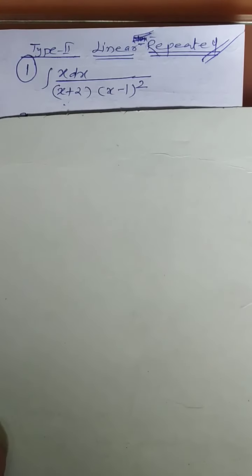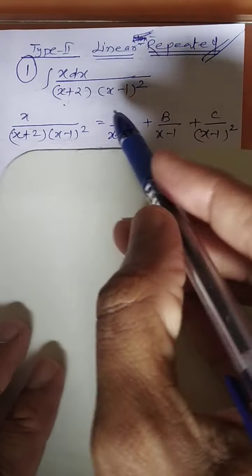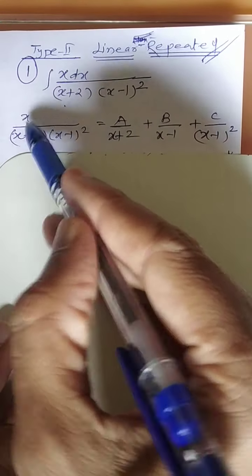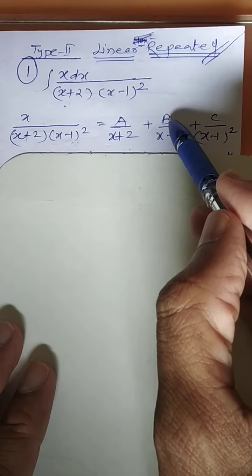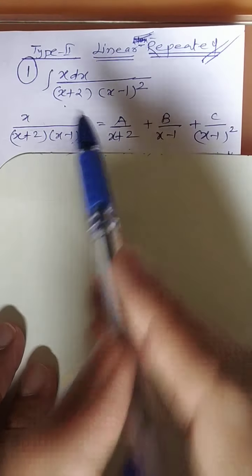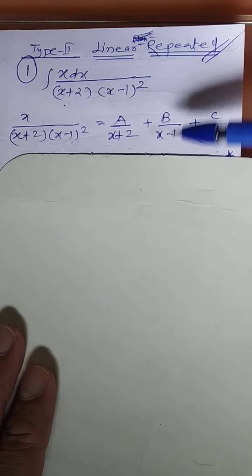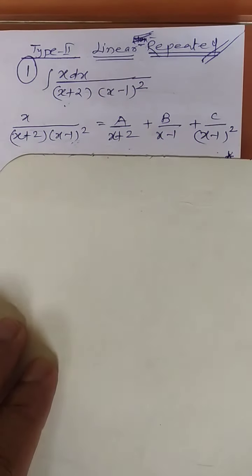So first step only I have to explain, I think later on you will get. Look here, this integrand will be equal to A upon x plus 2 as it is, B upon, this is 2 times, so B upon first time, C upon second time. In case here it is cube, then B by x minus 1, C by x minus 1 the whole square, plus D by and so on. So this is only the change.